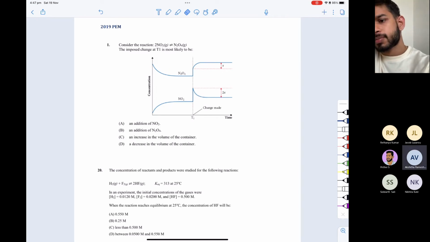Because you can see there's a spike on the graph. Is there a spike in only one substance or in two substances? There's a spike in both of them, so N2. So could it be A? It can't be. Very good, right?